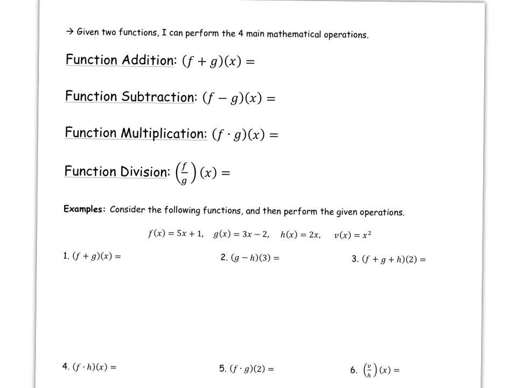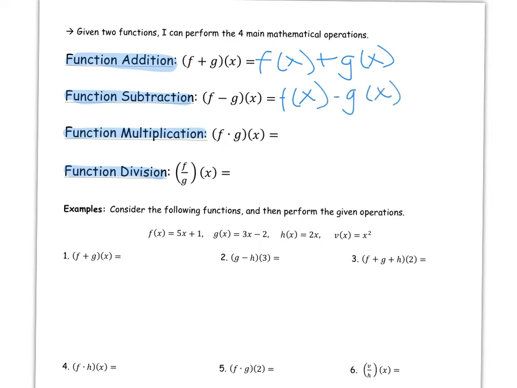So with functions, we have 4 basic mathematical operations we can perform. So I'm going to go ahead and highlight each of these. Function addition, function subtraction, function multiplication, and function division. So function addition, if I have f plus g of x, that just means f of x plus g of x. So I just evaluate f of x, I evaluate g of x, and then I add them together. Function subtraction is the same thing, except instead of adding, I'm subtracting. So f of x minus g of x.